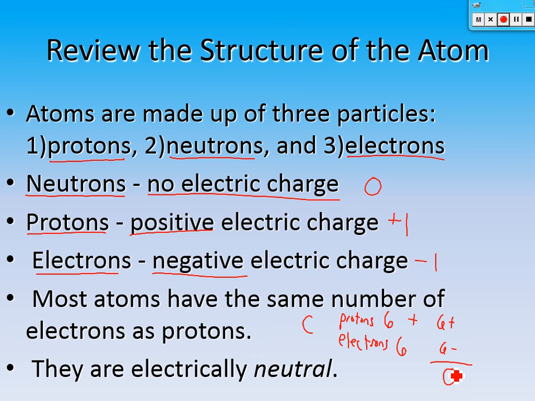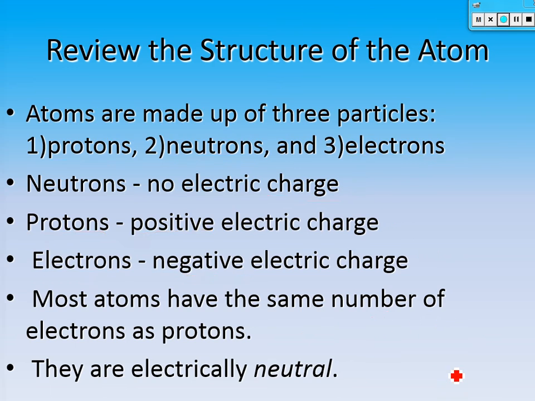So they're electrically neutral. Does it have to be that way, though? Can carbon lose or gain electrons? Yes. Yeah, and when it does, it's called an ion, a cation, or an anion, and then it would have an electric charge.